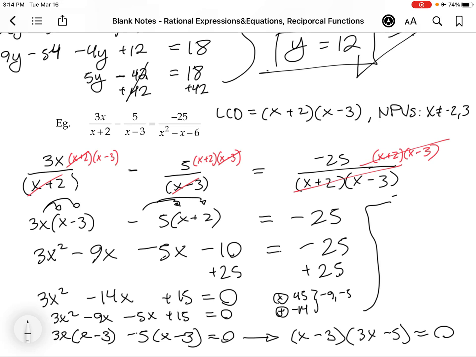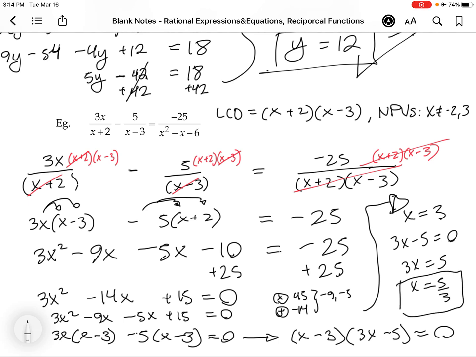Now, from that, from the factor of x minus 3, I'm going to get x equals 3. From the factor of 3x minus 5 equals 0, I get 3x equals 5, which means x equals 5 over 3. So I have this, and I have this.